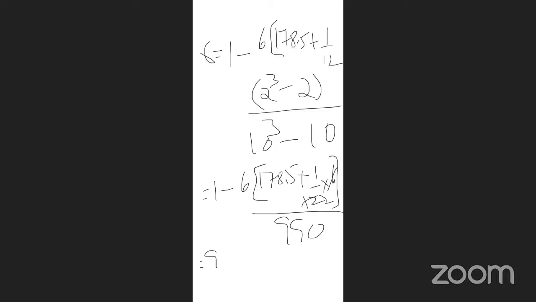So now it is 1 minus 6 into 178.5 plus 1 by 2, that is 0.5 you will get. So 178.5 plus 0.5 is 179. So 6 into 179 divided by 990. Work it out and tell me what is the answer.